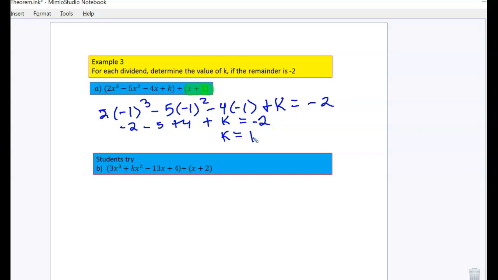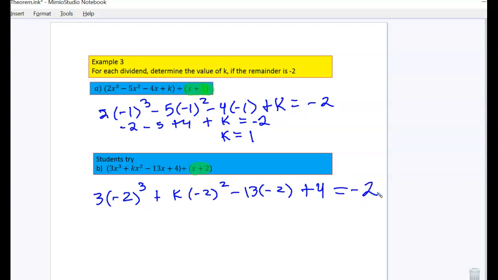Okay, I would like you to try the second one. So again, pause the video and give it a try. Okay, well, hopefully this time you saw that the value that makes x plus 2 equal 0 is negative 2. So if I substitute negative 2 in for x, I should get the remainder, which again is negative 2. Negative 2 cubed is negative 8 times 3. This will be negative 24 plus 4k plus 26 plus 4 is equal to 2.